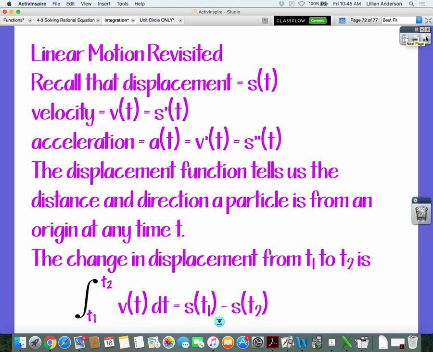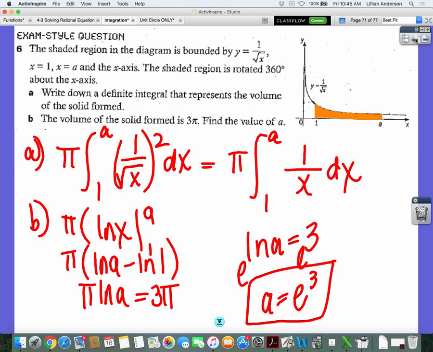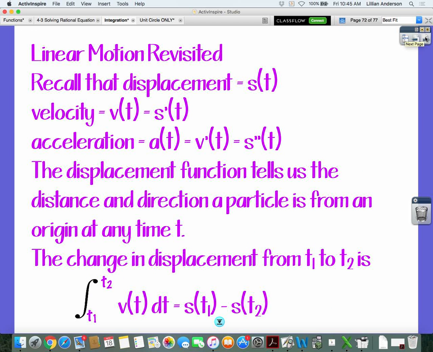Alright, linear motion revisited. Are there any questions about volume? Volume is pretty straightforward, unlike area where you have to make sure you have the curve on top, curve on the bottom, and at no point in time multiple curves across. Linear motion: remember that displacement is s of t, velocity is the derivative of displacement, and acceleration is the derivative of velocity, which is the second derivative of displacement.